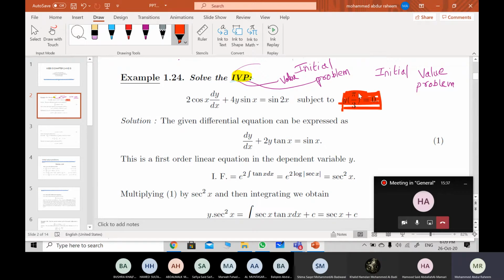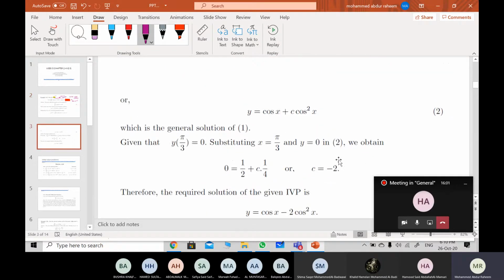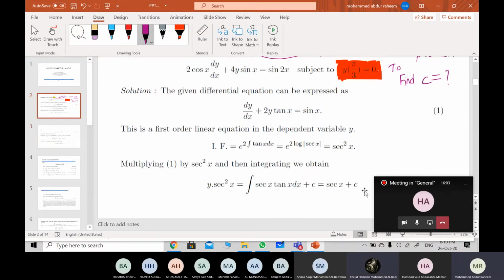This is the condition given, which we need to use after solving the equation to find C, how much. Because when we solve any differential equation we used to write C, for integration. Here C is there. That C, how much, for that we will use this condition.